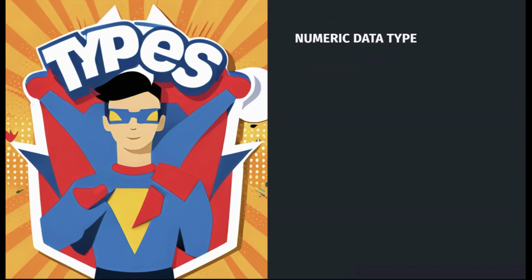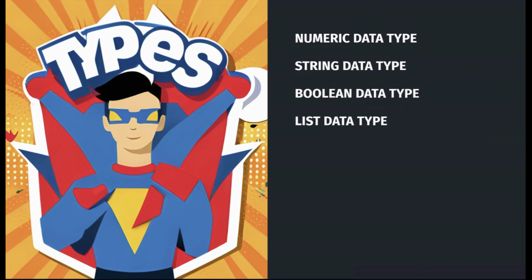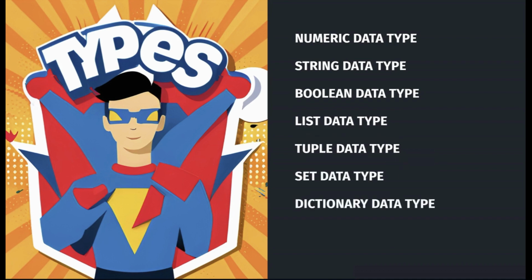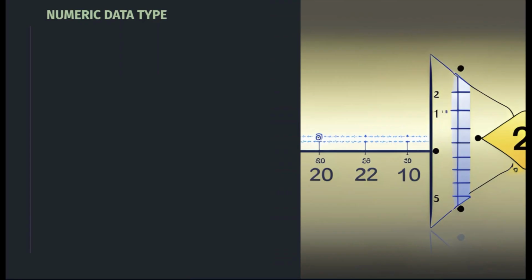See, we have the numeric data type, string data type, boolean data type, list data type, tuple data type, set data type, and dictionary data type. So these are some of the essential data types we have in Python. Let's see them one by one.